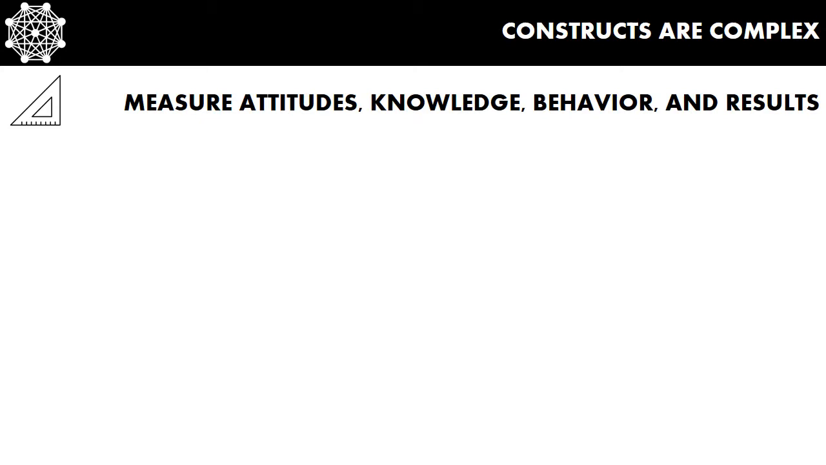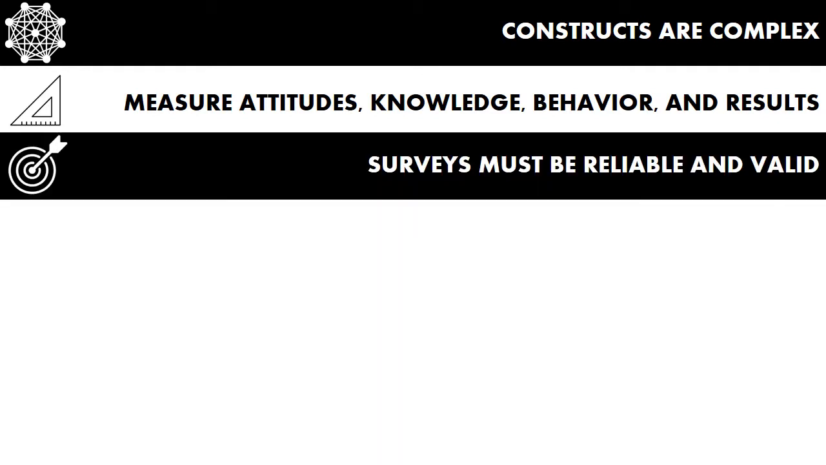So far today, we've talked about constructs, or these complex combinations of thoughts, feelings, behaviors, culture. We've talked about how we can measure attitudes, knowledge, behavior, and results when we're looking at human outcomes. The next thing we're going to look at is the importance of surveys being reliable and valid.